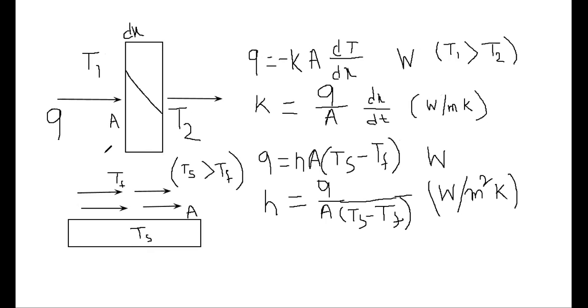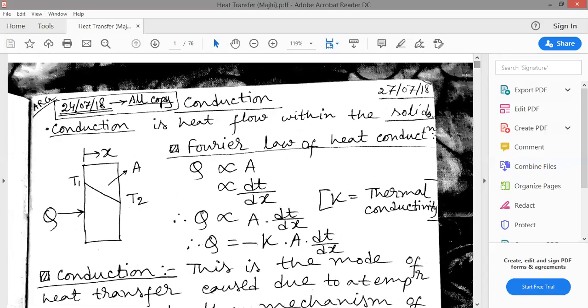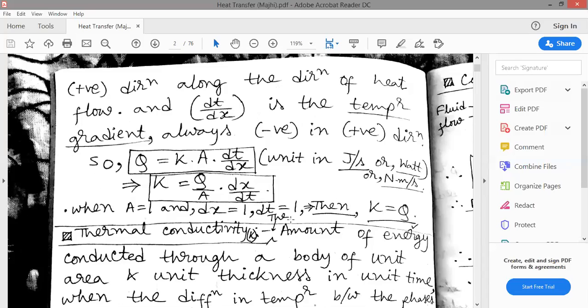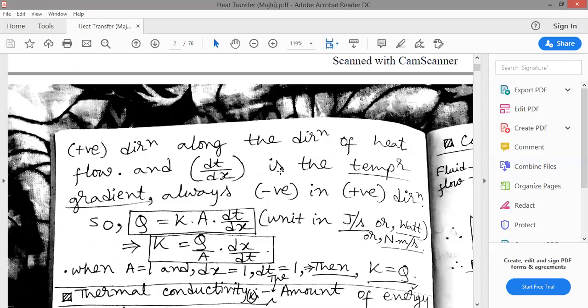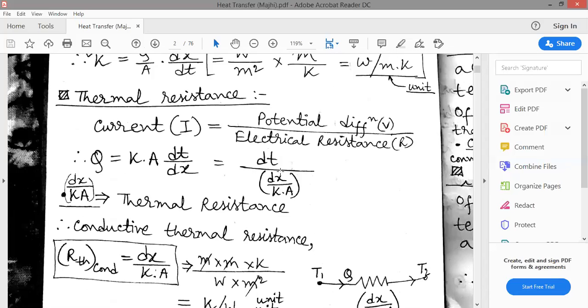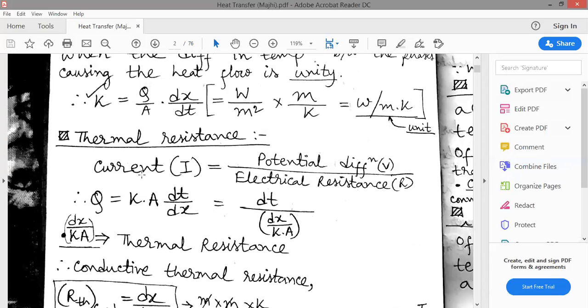And for convection, fluid flow will be there. Surface temperature of solid, let us say Ts, and fluid temperature Tf, where Ts is always greater than Tf. Newton's law of cooling: Q is equal to hA, Ts minus Tf, unit is watt. From that equation, h is equal to Q by A, Ts minus Tf, unit is watt per meter square degree Kelvin. Minus k signifies the decrease in temperature along the direction of heat flow.